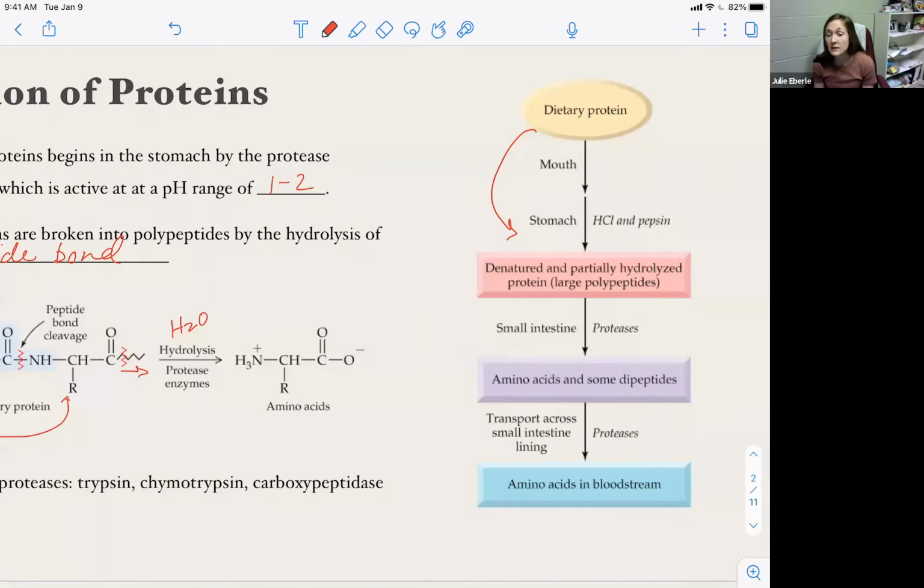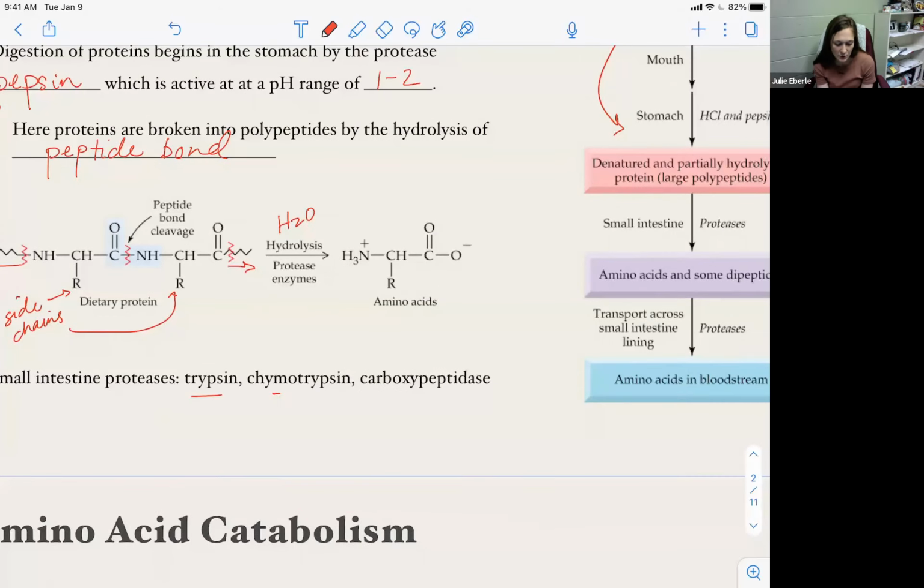Proteins are not entirely digested in the stomach. Then they move to the small intestine. They're denatured and partially hydrolyzed by pepsin, then they go to the small intestine where they're further worked on by other proteases. The other proteases we're talking about are trypsin, chymotrypsin, and carboxypeptidase.